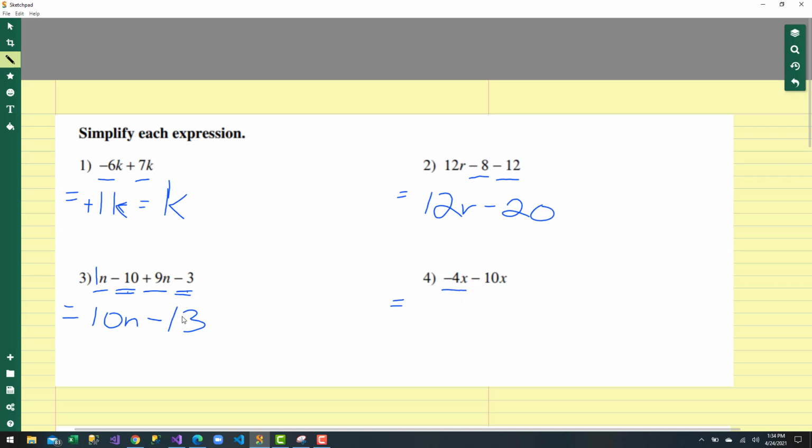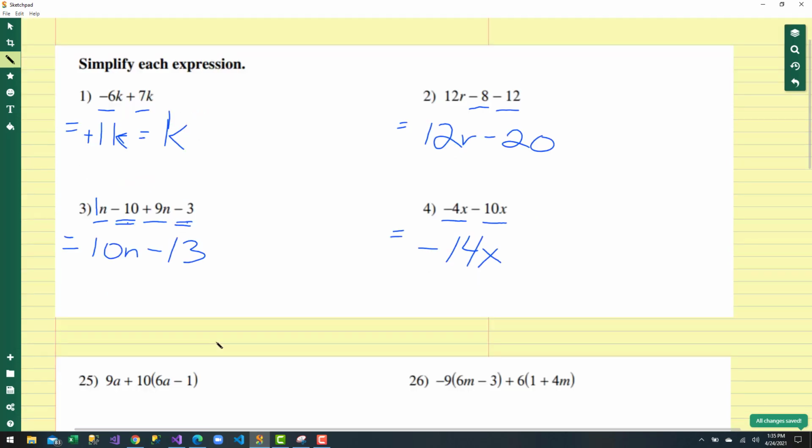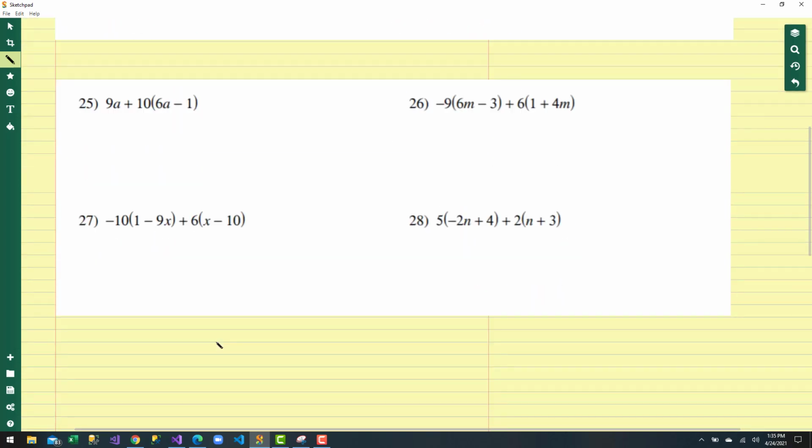I see an x here, yep, and I see an x. I combine them, so those are like terms. So let's look at the integers now. -4, -10. When we're adding, same sign. Copy the sign, add the numbers. 4 and 10 is 14, and then copy the variable. All right, simple as that. Let's move on to slightly intermediate problems here.